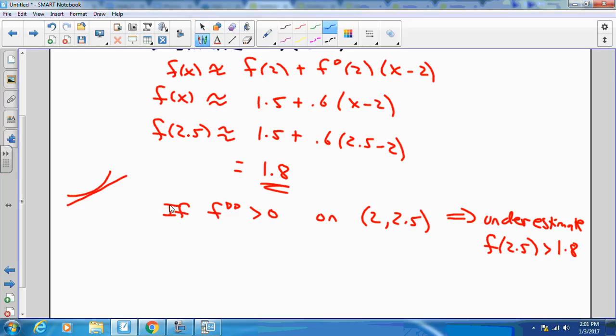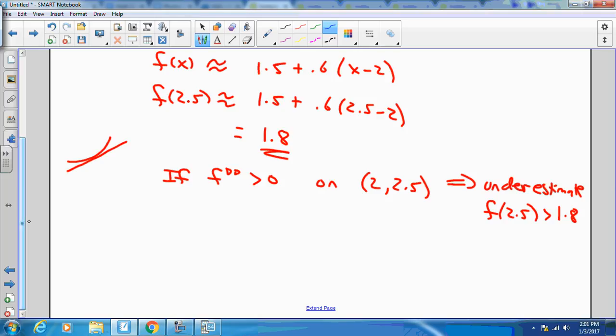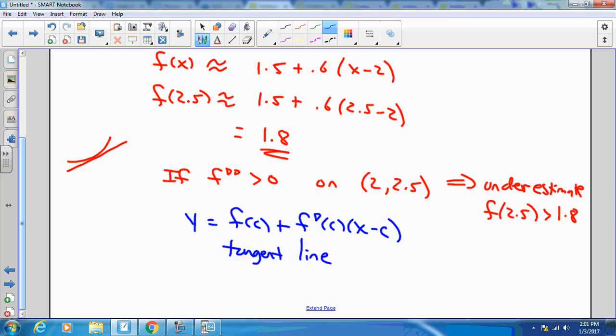A little bit of terminology that you're going to see in your book. A lot of people, and I'm one of them sometimes, will call the tangent line estimate, y equals f of c plus f prime of c times x minus c, which we've been calling the tangent line, the local linearization of f of x at x equals c.